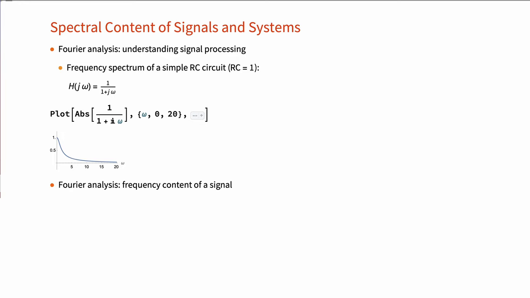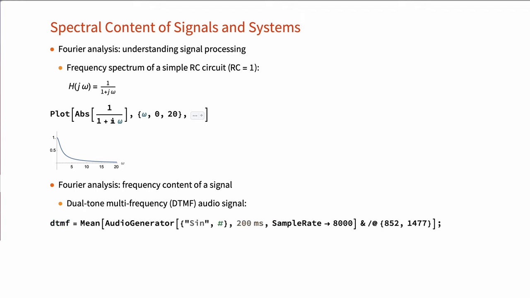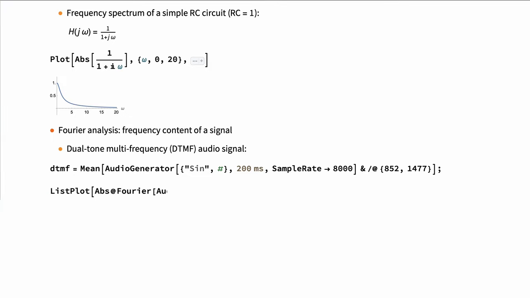Fourier analysis also gives us information about the frequency content of a signal. For example, it can be used to find the pitch and timbre of a musical instrument. As an example, consider this dual-tone multi-frequency audio signal that is used for phone dialing purposes. Applying discrete Fourier transform to the audio signal gives us the frequency content of the signal, as you can see here.